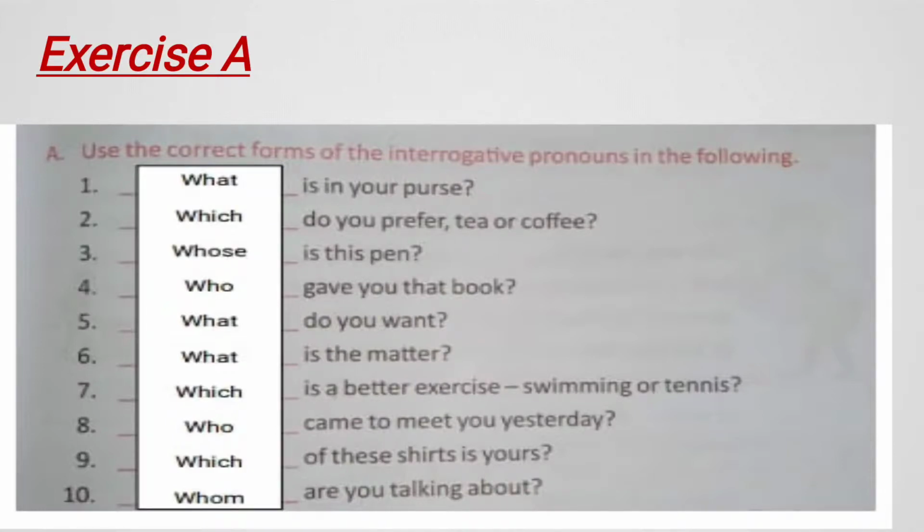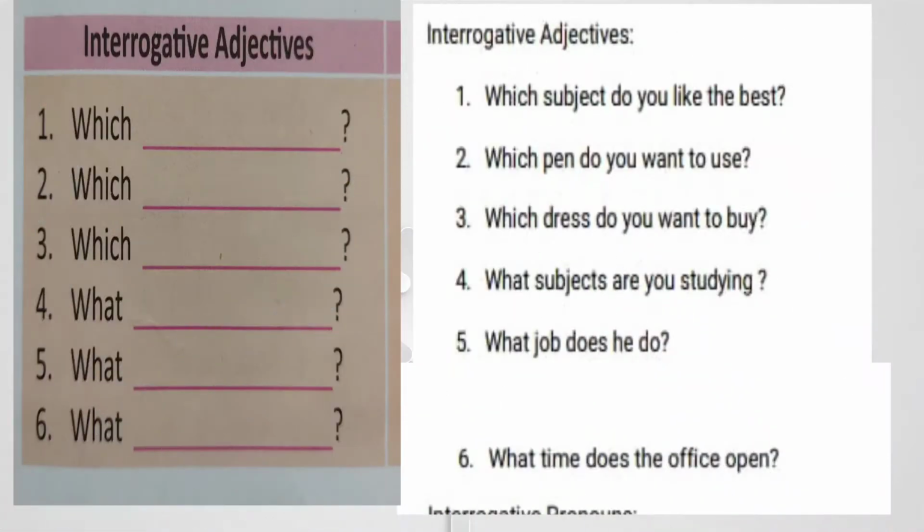Now let us see exercise B. Exercise B, make sentences by using which and what as interrogative adjectives and interrogative pronouns. In the chapter also we have studied that which and what we use as interrogative adjectives when they are used with nouns. So here you have to complete these sentences with interrogative adjectives. So first we will solve the example of interrogative adjectives. So which subject do you like the best?